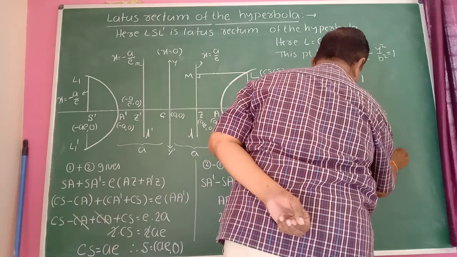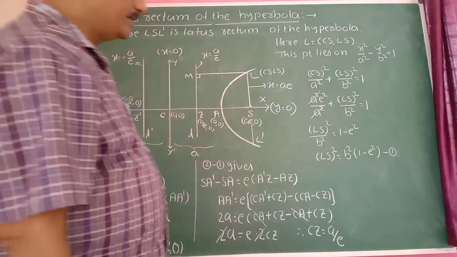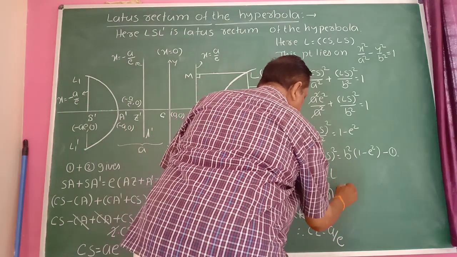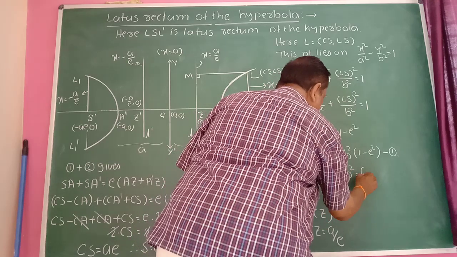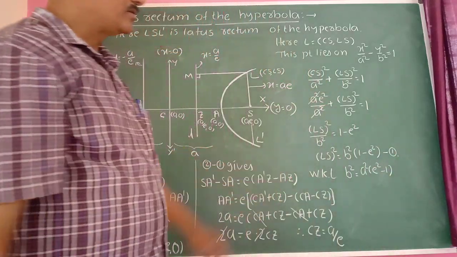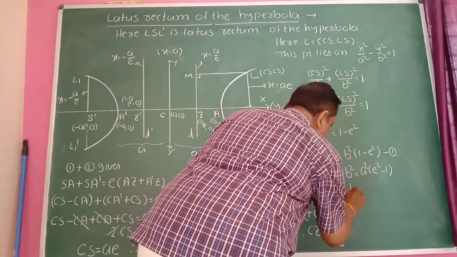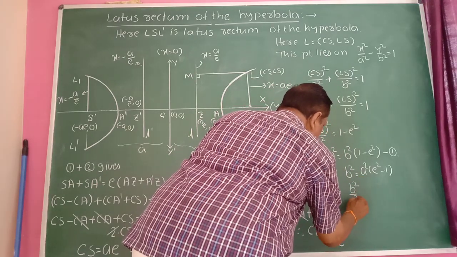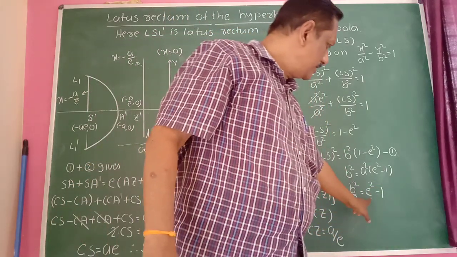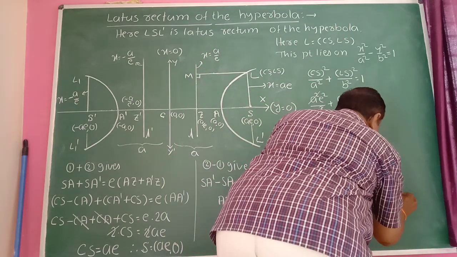Take this as result number 1. And you already know from this derivation that we took a²(e² minus 1) as b². So b² is equal to a²(e² minus 1). Take a² to this side, so b² divided by a² is equal to e² minus 1. So use e² minus 1 equal to b² by a². Take this as equation number 2.